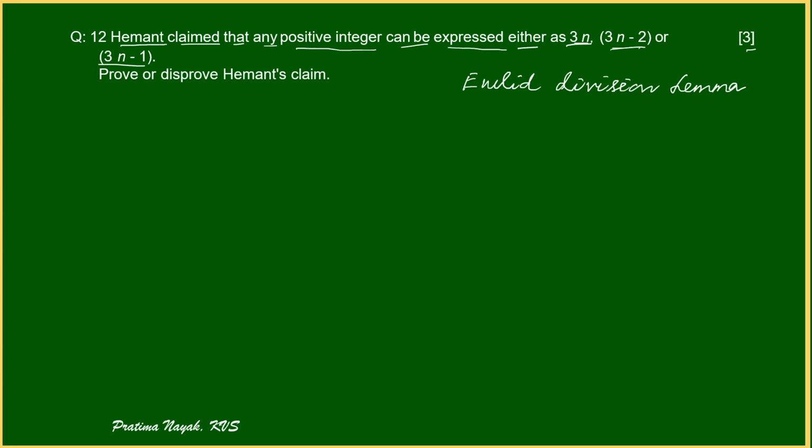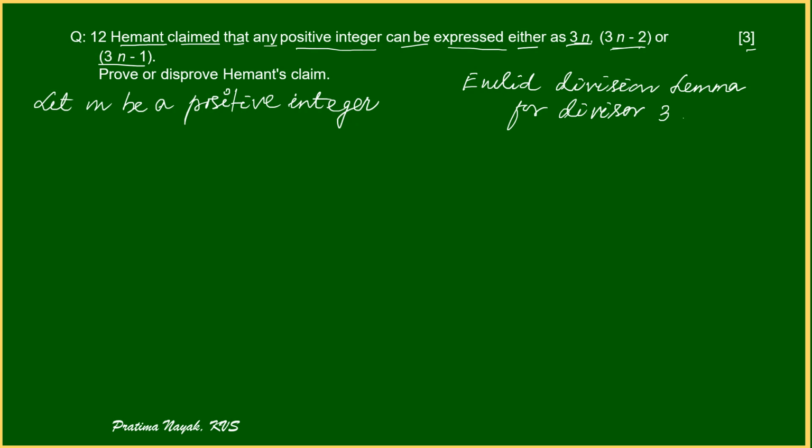Now I am taking any positive integer m. Let m be a positive integer. To express m, I will apply Euclid's division lemma for divisor 3. Then m can be 3k plus r, where r is equal to 0 or 1 or 2, less than 3.